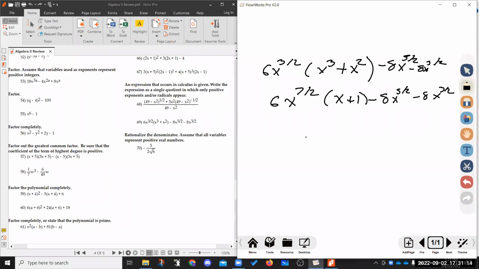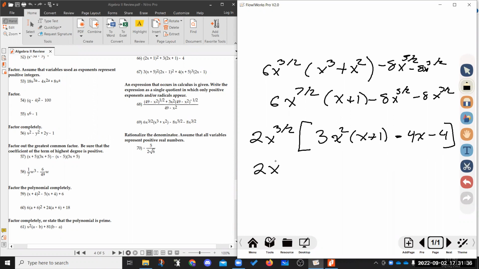I'm going to pull out x to the 3/2, and I'm going to pull out 2. So 2x to the 3/2 is going to leave us with 3x squared times x plus 1 minus 4x minus 4. It will be 2x to the 3/2 times 3x to the third plus 3x squared minus 4x minus 4.